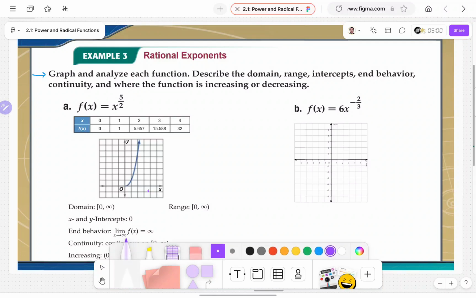Now, how can we graph the first question here? As you can see, x to the power 5 over 2. So now convert this one to exponential. So the radical.